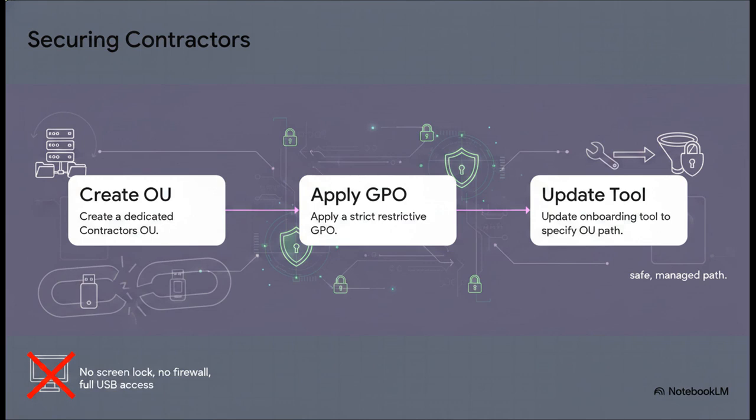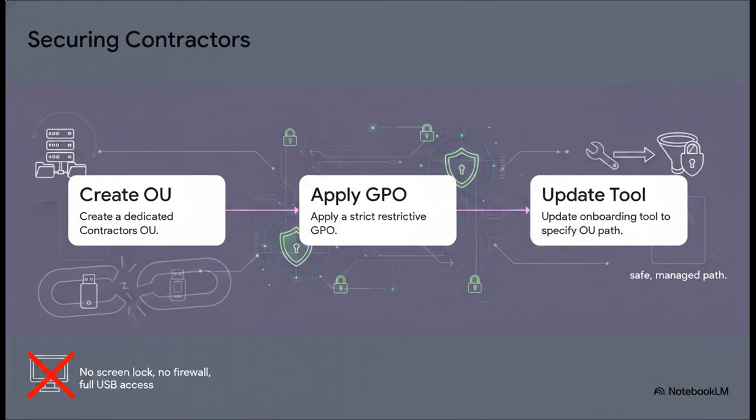Let's talk about a huge pet peeve of mine, external contractor accounts. A super common security disaster is when automated onboarding tools just drop contractor accounts into unmanaged default containers, like the default users container. Remember, you cannot link GPOs to those default containers. So if a contractor lands in there, they get 0 policies. No screen lock, no firewall, full USB access.